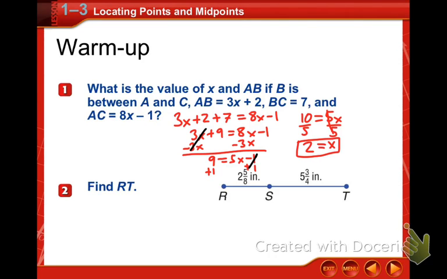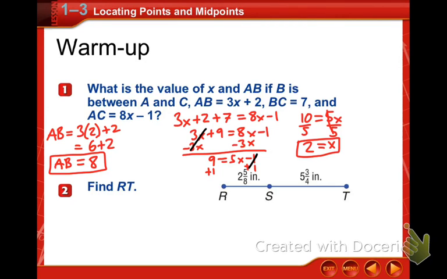So now we have to take that and plug it back in for what AB is. So we're going to plug 2 in for x as 3 times 2 plus 2. And we know that that is what AB is, right? So 3 times 2 is 6. 6 plus 2, this is AB again. And 6 plus 2 is 8. There's our AB. And that's it. We don't have any units, so we don't have any units to put on these numbers.